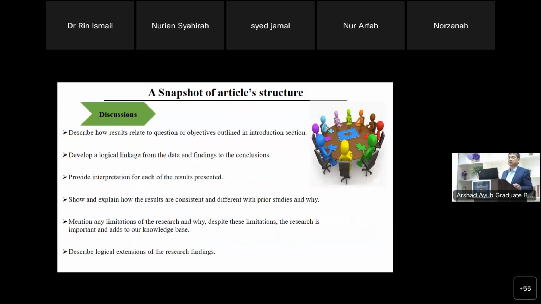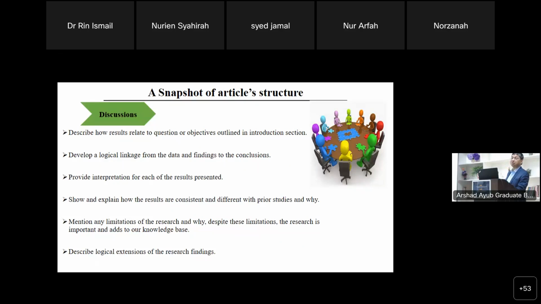Discussion. Describe how results relate to the questions or objectives outlined in the introduction section. Sometimes there is a difference between a report and a discussion. A report is like, okay, this blood sample you have given, these are the results, I found this and that. But the discussion goes beyond reporting. Very often we make this mistake, not knowing the difference between what discussion means and what reporting means. You have to have both reporting and discussing simultaneously: what it means, how it is related to other studies, how it adds something new to your paper.